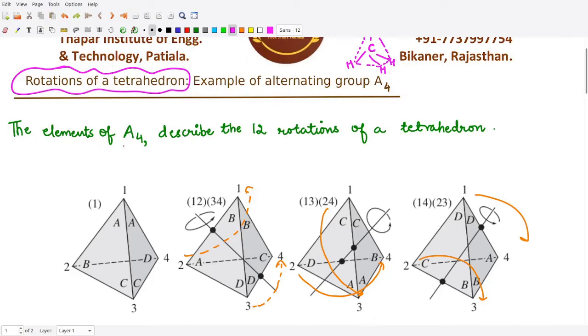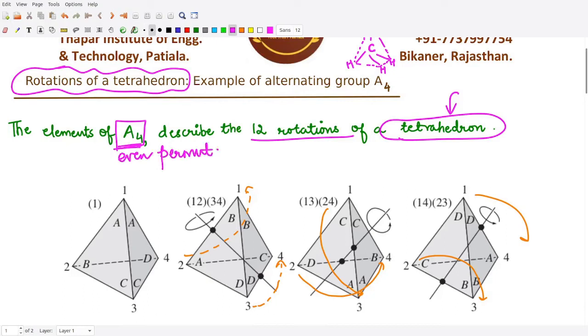So here the elements of A4 describe the 12 rotations which are possessed by the tetrahedron. First of all, let's see what those 12 rotations are, how we may rotate a tetrahedron such that the result is different in each case. Another thing is how they represent A4. Basically we are looking for even permutations, so the rotation here could be represented in terms of even permutation. Let's see how this is achieved.